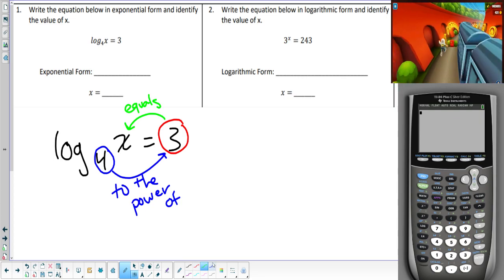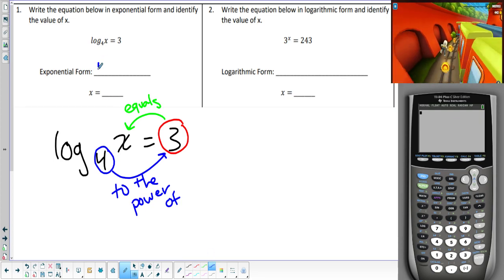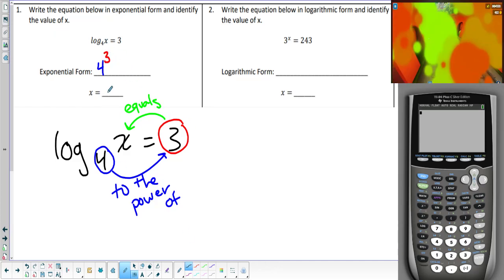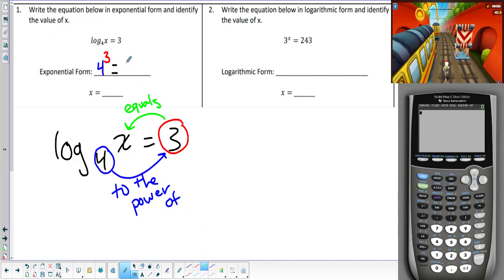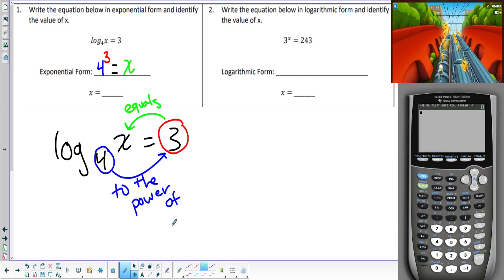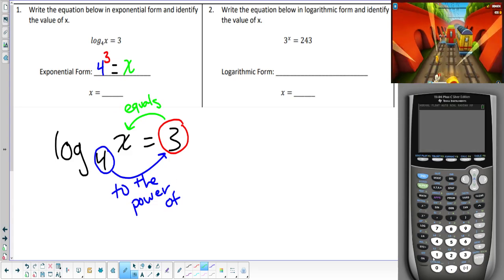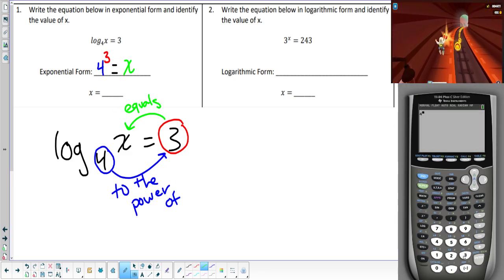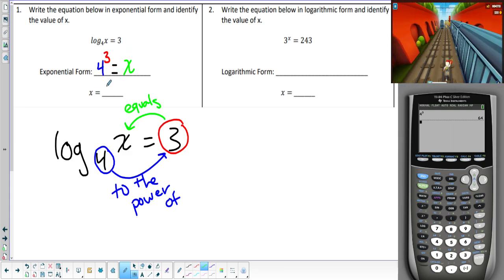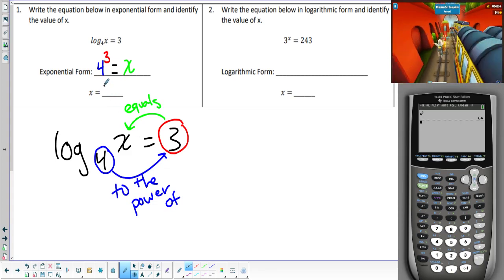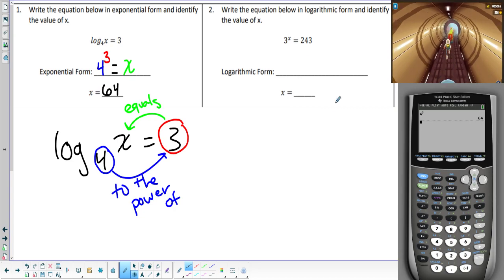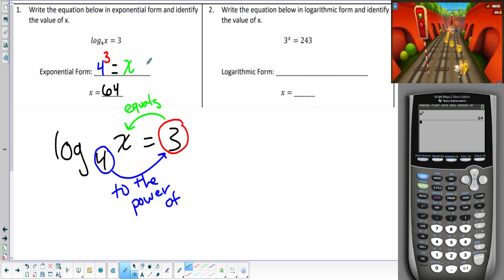So how that's written is 4 to the power of 3 equals x, right? 4 to the power of 3 equals x, which means that x equals, to answer this question, I'll just have the calculator do it, 4 to the 3 is 64. All right, so that means that x equals 64. Boom, done.